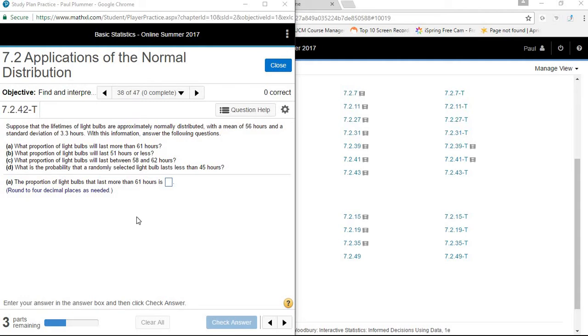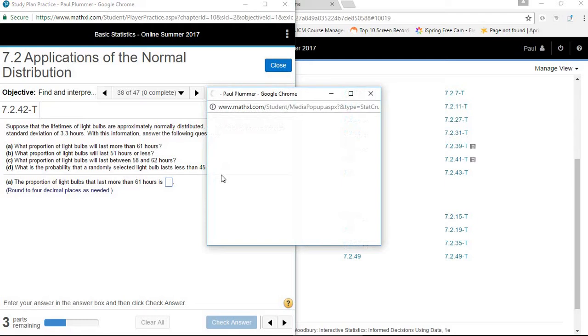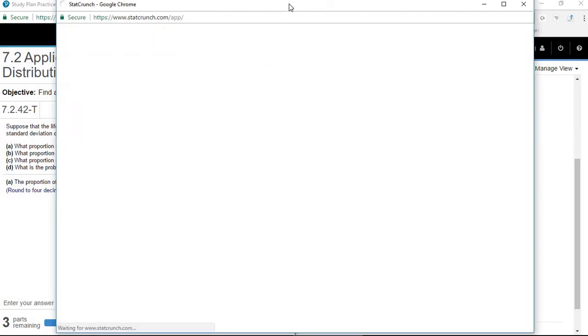For the application problems in section 7.2 and for the problems in chapter 8 dealing with probability, we are going to use a normal probability calculator that's built into StatCrunch. Since we don't have a data set that we can load into StatCrunch, we're going to go to the question help and open up a StatCrunch window.